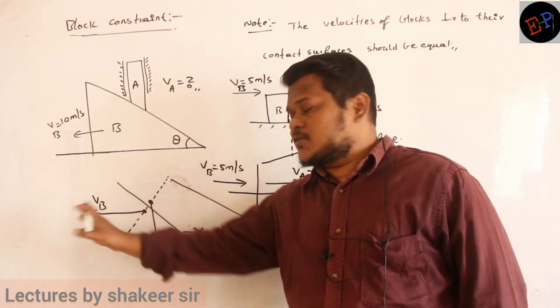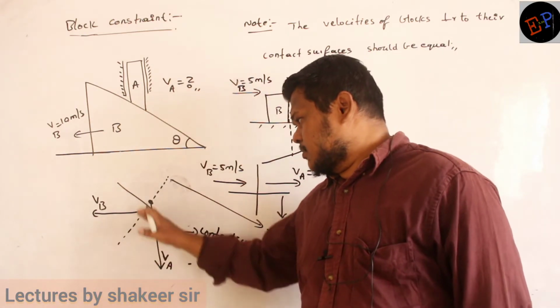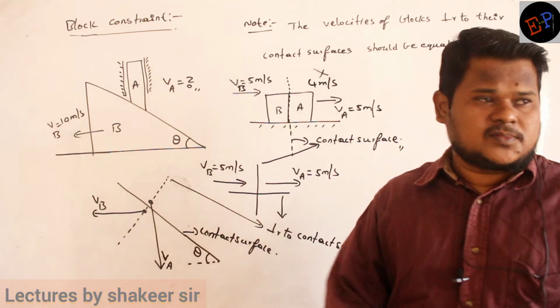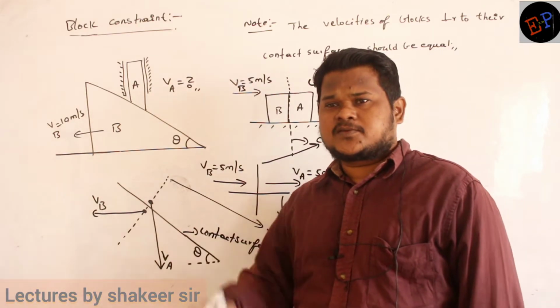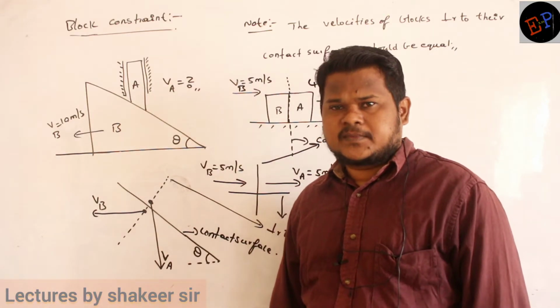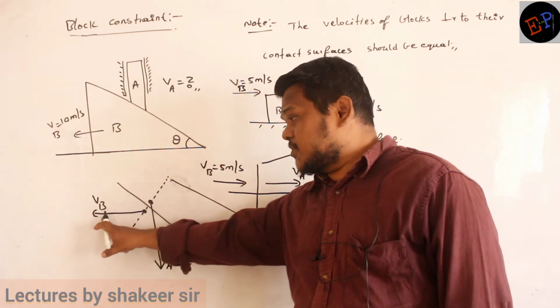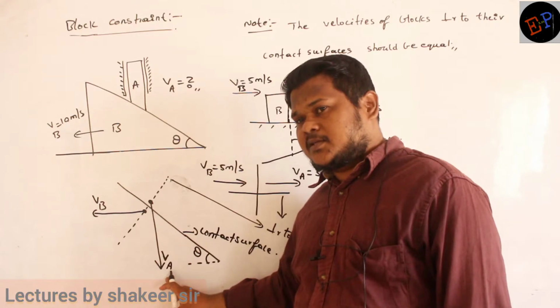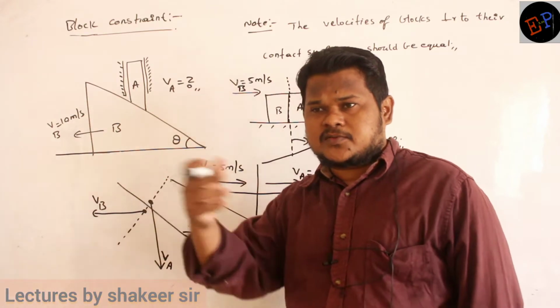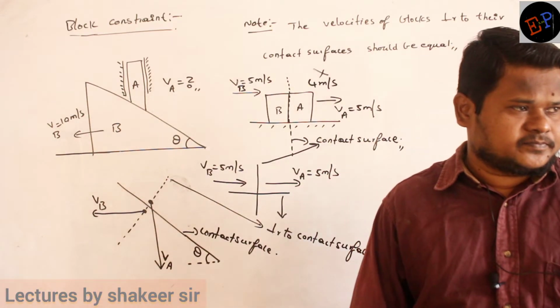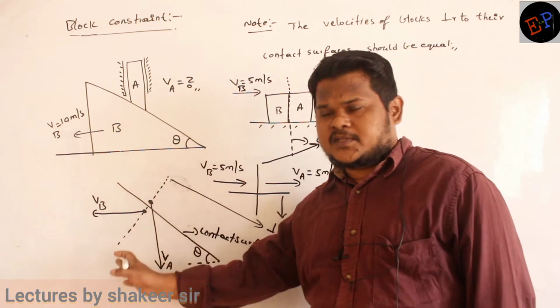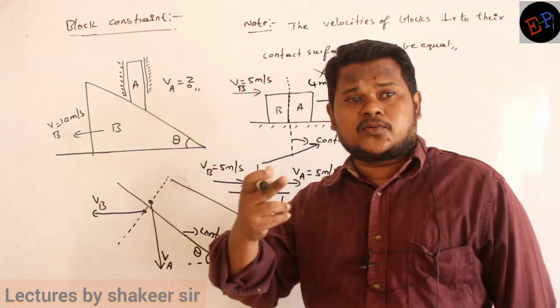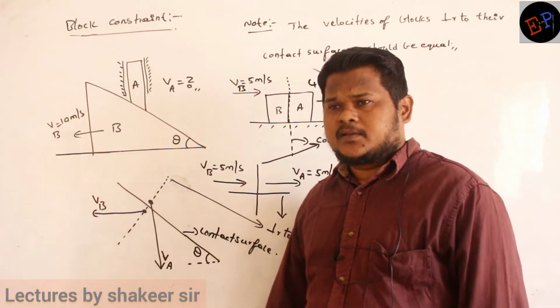But this velocity is also not present on the perpendicular. This is also not present. So what do I have to do? Split that one into two components, such that one component of this velocity is present on this line, and one component of the other velocity is again present on this line. And those two velocities should be equal, no? The velocities which are present perpendicular to the contact surface must be equal.